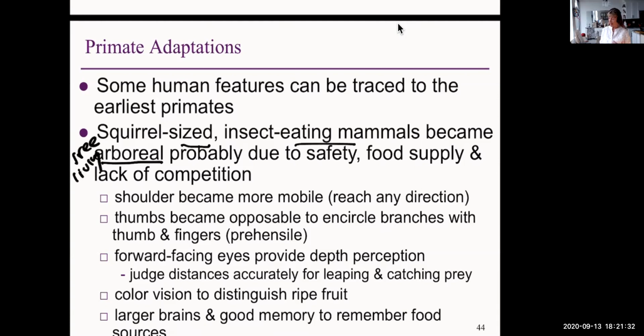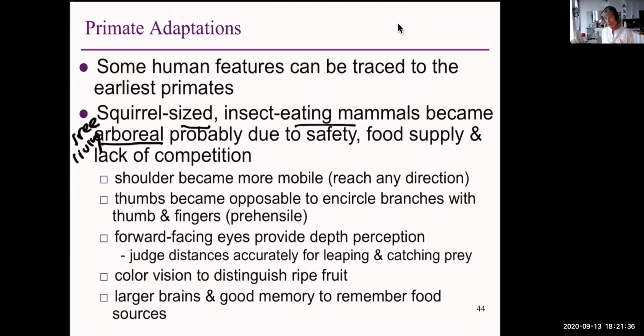Probably due to safety and food. The adaptations for living in the trees are such things as a mobile shoulder to be able to swing through trees and reach in many directions. The thumbs became opposable. The thumbs encircle branches. They're prehensile. They also allow us to make tools, of course.